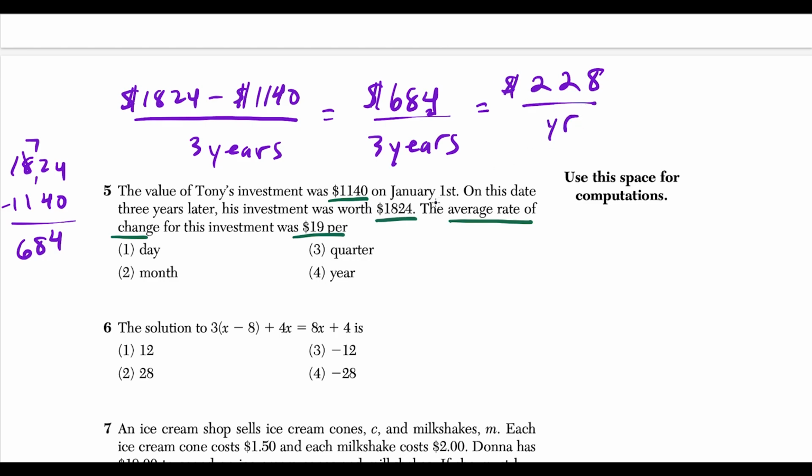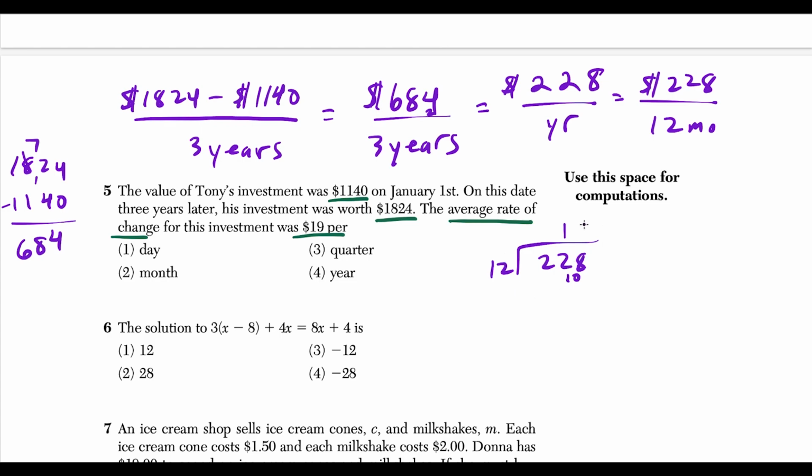But notice we need to solve for $19 per something. So then what we could do is we did per year. So maybe next what we could do is we could try out months. So how many months are there in 1 year? We could replace 1 year with 12 months. So this would make $228 per 12 months. And now we just do the division. 228 divided by 12. 12 goes into 22 once with the remainder of 10.